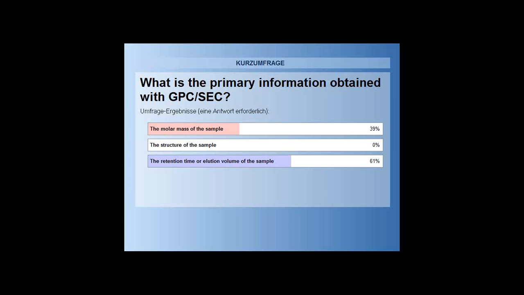And it is obviously the 61% that are correct, because the only thing SEC sees is sample coming at a specific point in time through your columns. That's what you register on your raw data chromatogram. Later on, you correlate that with some sort of calibration curve, or even with advanced detection methods like light scattering, and translate that into a molar mass. But what SEC primarily does is give you information about the elution volume or retention time of the sample.